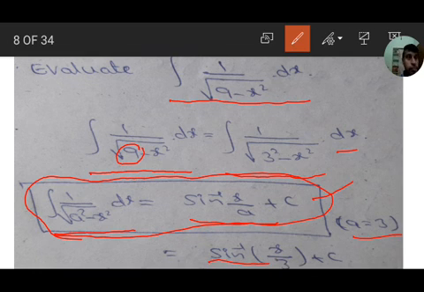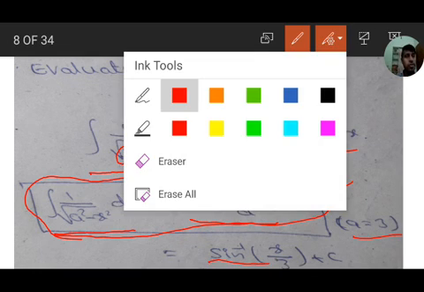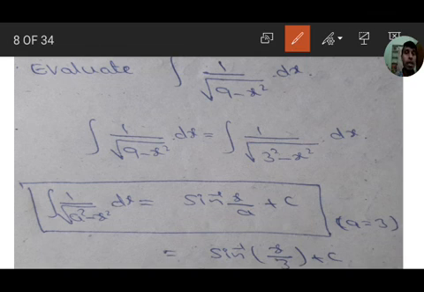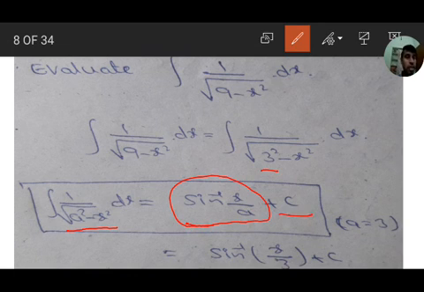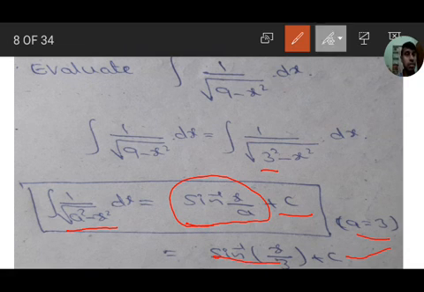Here it is in the standard form. 9 can be written as 3 square, so square root of 3 square minus x square. It is of the form integration 1 by square root of a square minus x square dx, that is sin inverse x by a plus c. Here a means 3. So sin inverse x by 3 plus c is the answer.